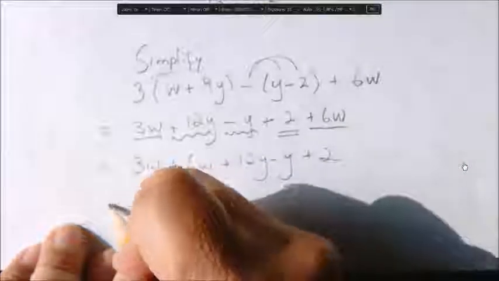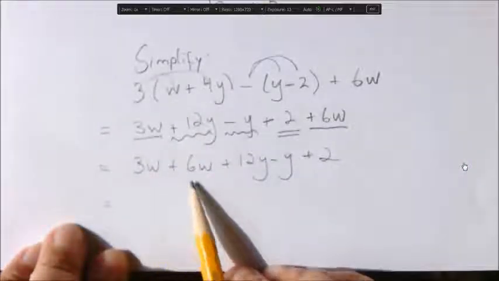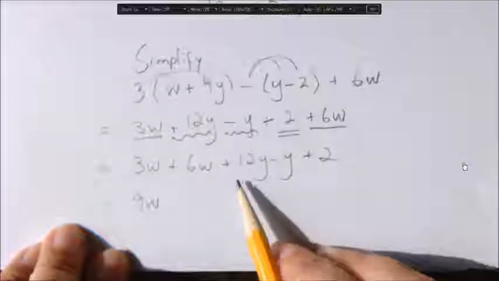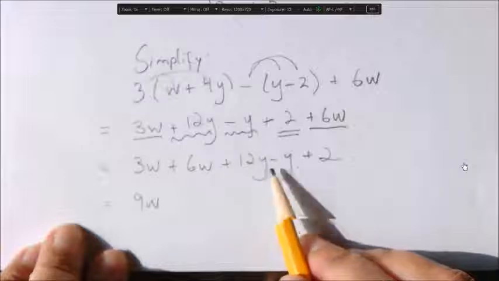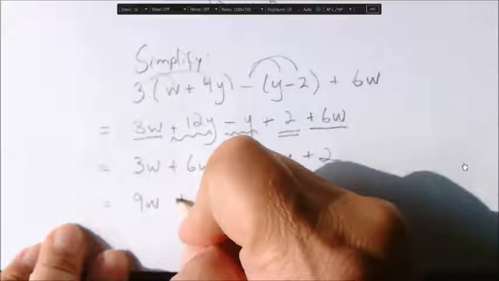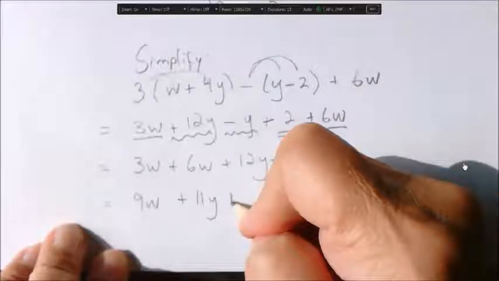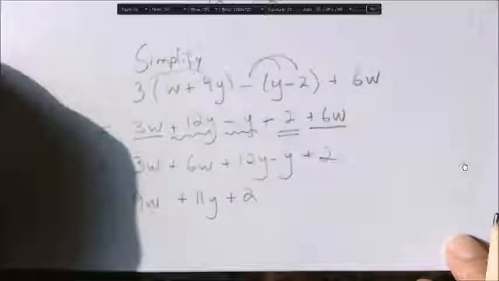And now we can just add them. So 3w plus 6w is 9w. Positive 12y minus y is 11y. And then plus 2. And now we're simplifying.